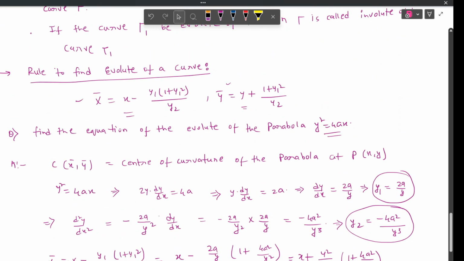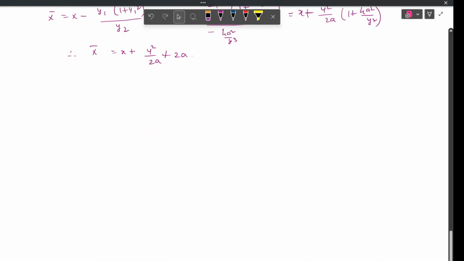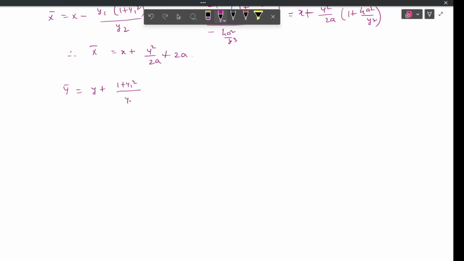What is y bar? Y bar is y plus 1 plus y1 square by y2. Okay. Now put all the values. This is y plus 1 plus 4a square by y square, and this is y2 is minus 4a square by y cube.